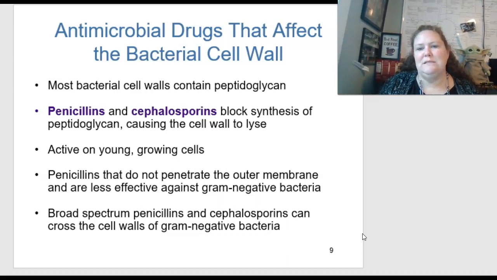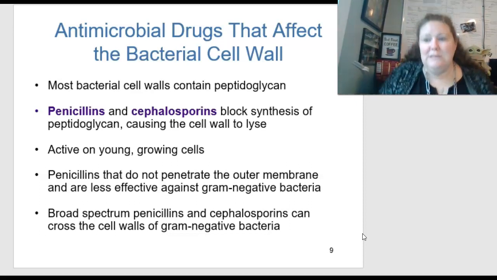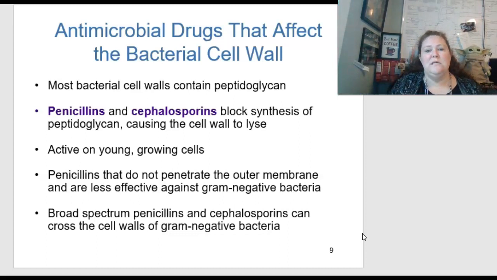Most bacterial cell walls contain peptidoglycan. So this is kind of like an easy target, okay? Penicillins and cephalosporins are going to block the synthesis of the peptidoglycan. Therefore, it causes the cell wall to lyse. And lyse is just a fancy word meaning to break down, okay? So these are active on young and growing cells, and therefore we can really stop the growth of these microbes.